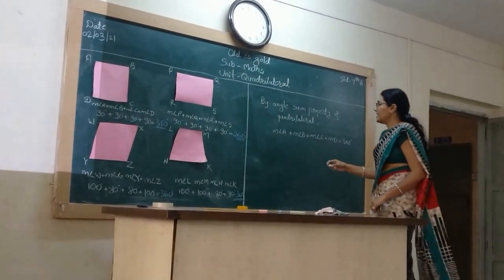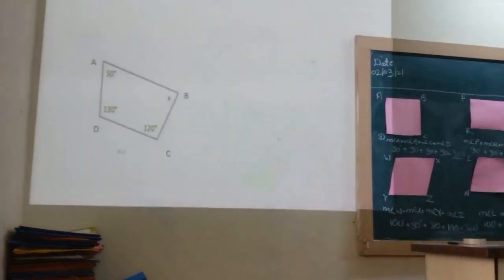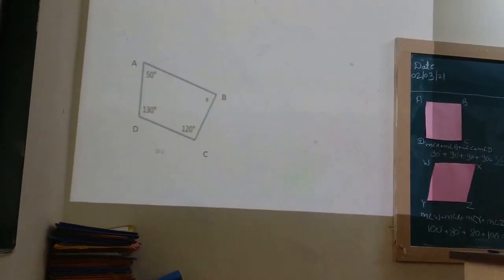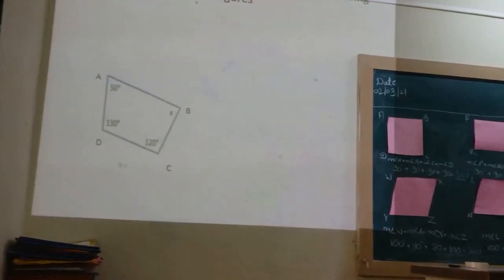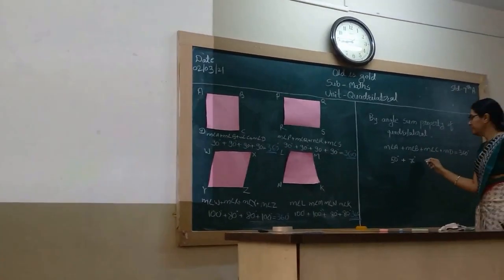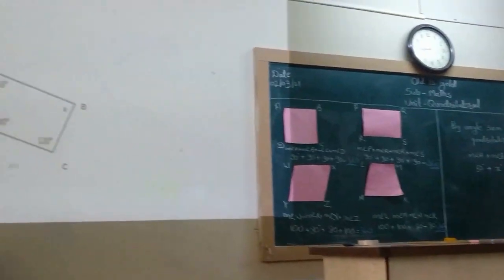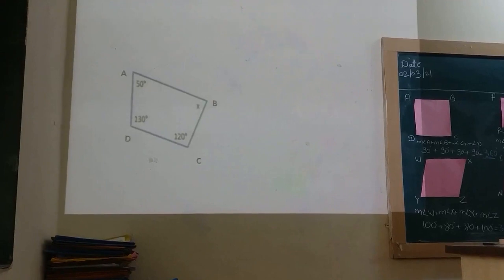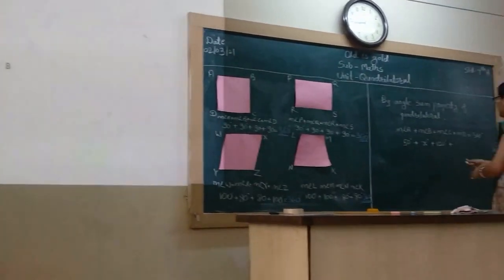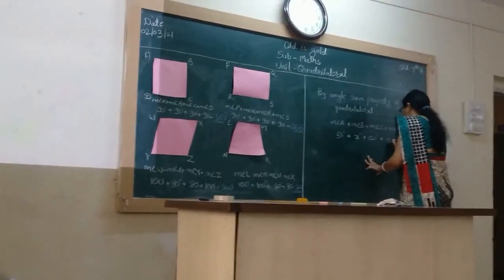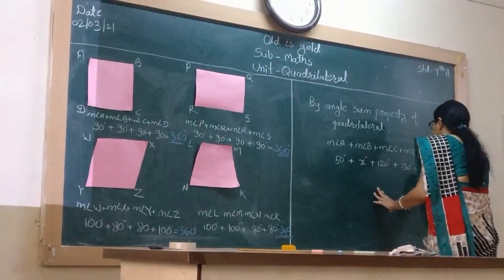Yes. Then what is the measure of angle A? 50 degree. Yes, it is 50 degree. Then angle B we have to calculate, so we write it as x. Then measure of angle C is 120 degree, and measure of angle D is 130 degree, is equal to 360 degree.